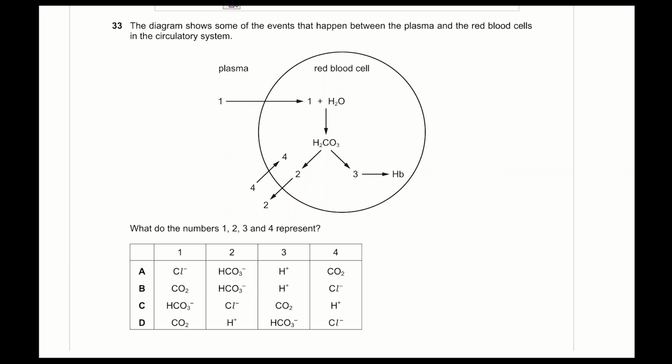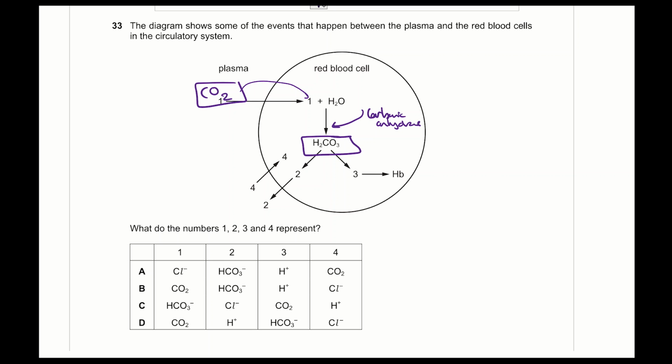Question number 33. The diagram shows some of the events that happen between the plasma and the red blood cells in the circulatory system. What do numbers 1, 2, 3, and 4 represent? So, number 1, most likely it's going to be the carbon dioxide. Since the carbon dioxide is dissolved in the plasma, then it enters the cell, combines with water to form carbonic acid. This reaction takes place by an enzyme found in the red blood cell called carbonic anhydrase.